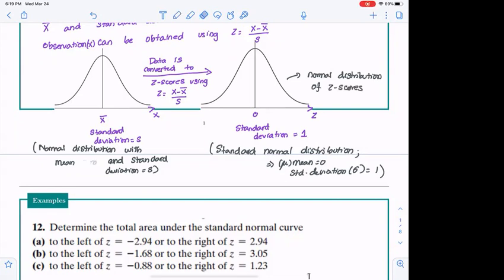I made an error earlier. That should be x bar, my bad. And the one on the left is the normal distribution of any sample, and that sample would have a mean x bar, standard deviation s.